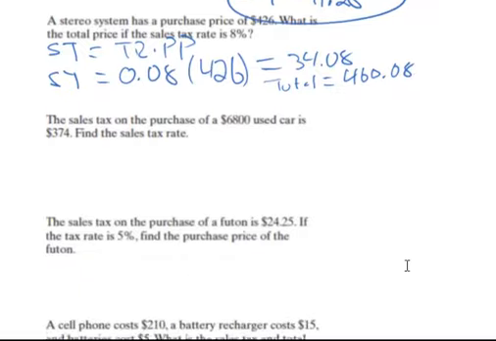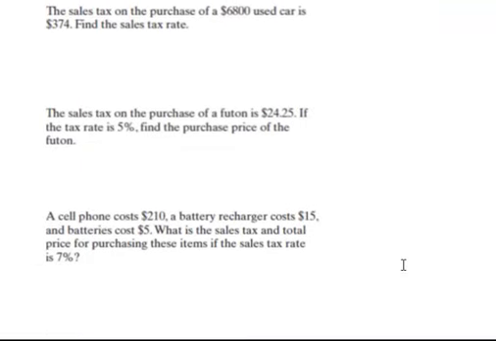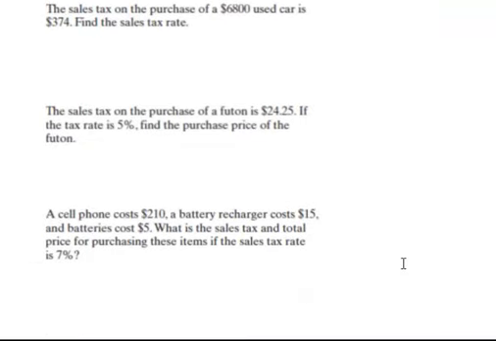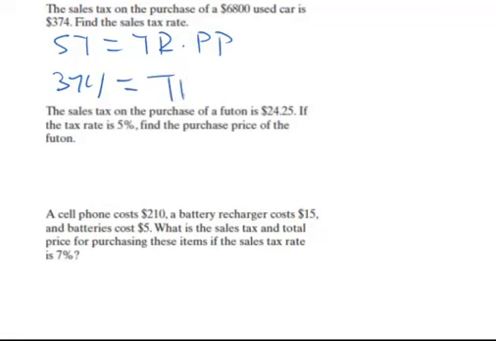All right, let's scroll down a little further here. The next problem says the sales tax on the purchase of a $6,800 used car is $374. Find the sales tax rate. Okay, same formula. Sales tax equals tax rate times my purchase price. So I know that my sales tax is $374. I don't know my tax rate, so I'm going to leave that part alone. My purchase price of my car is $6,800.